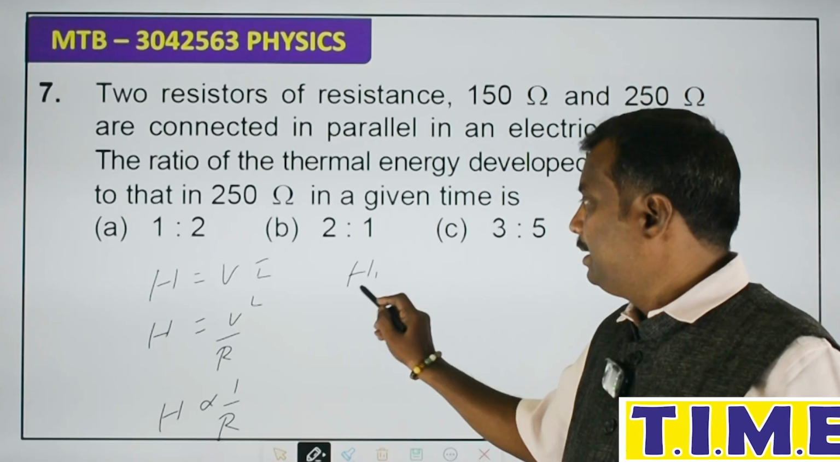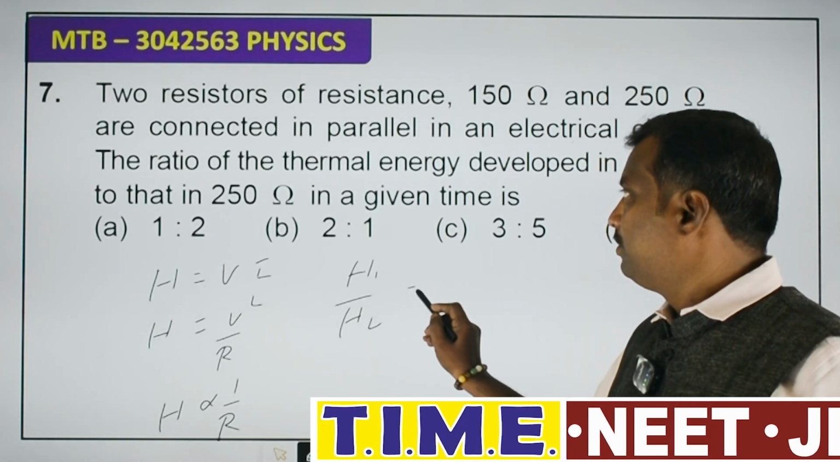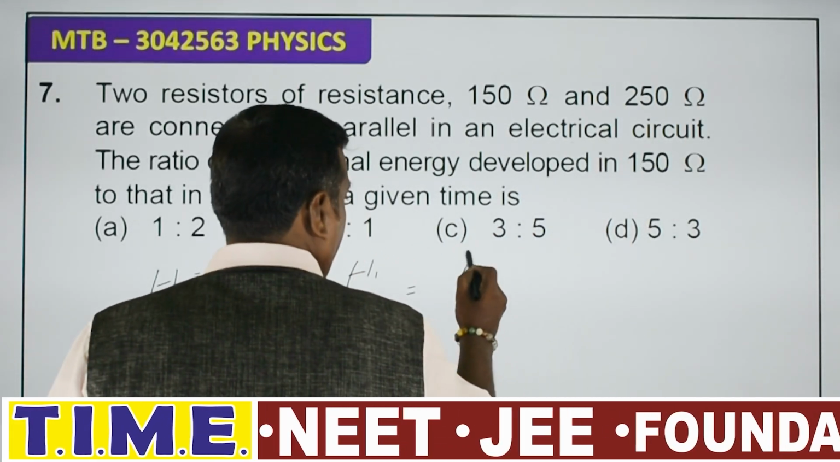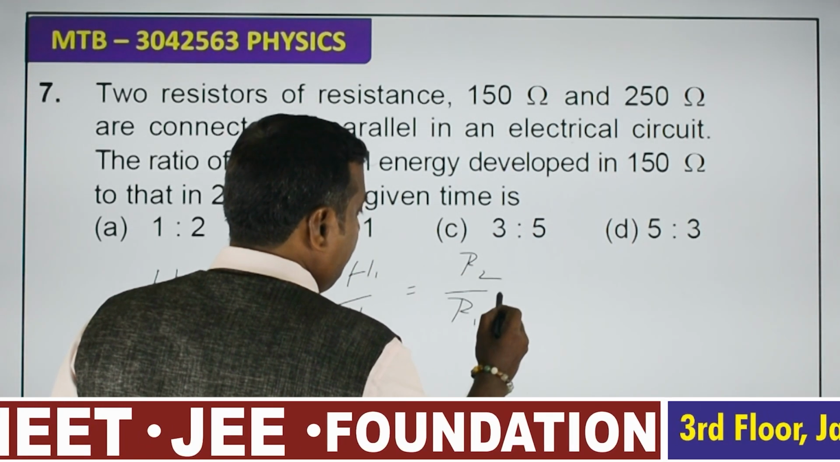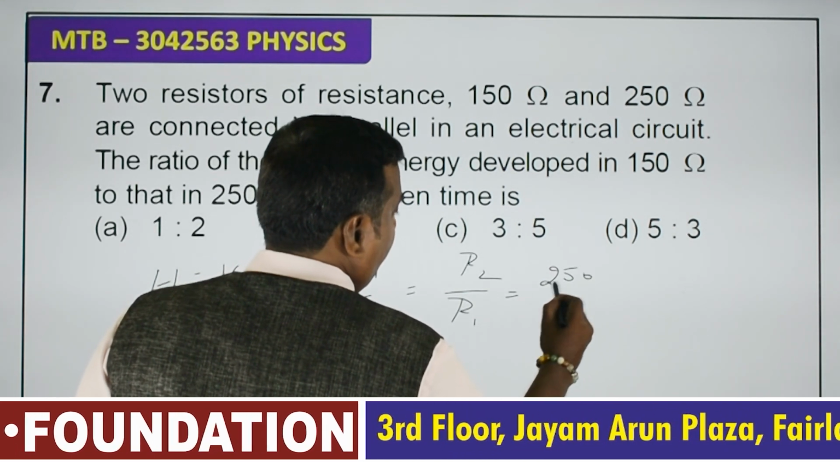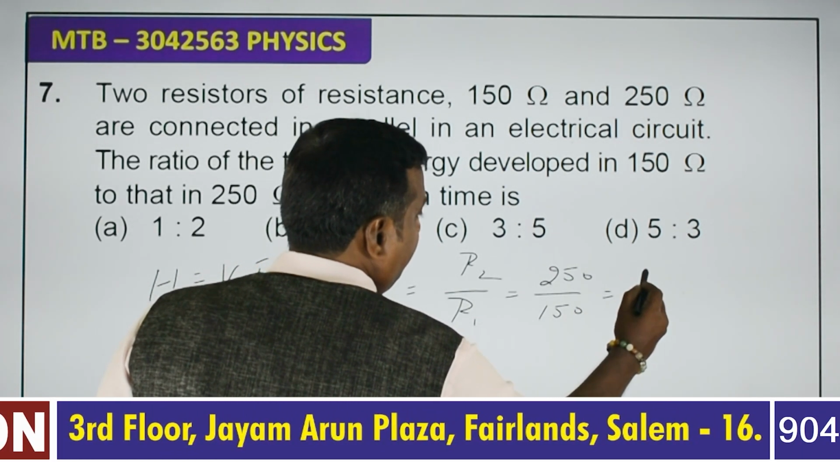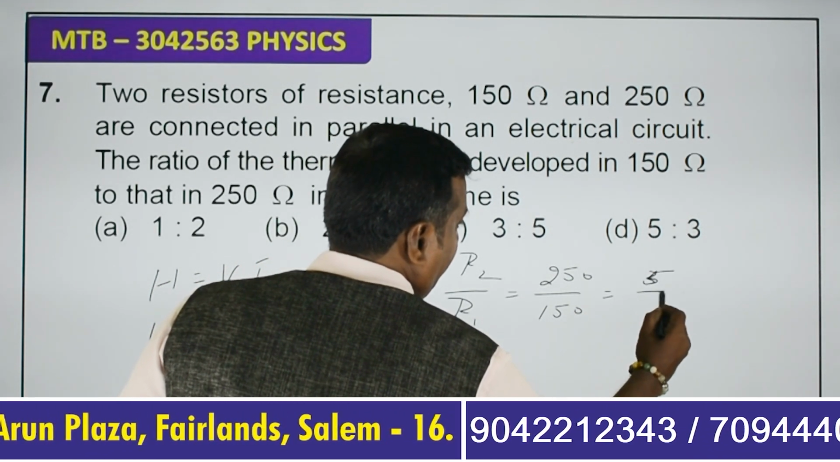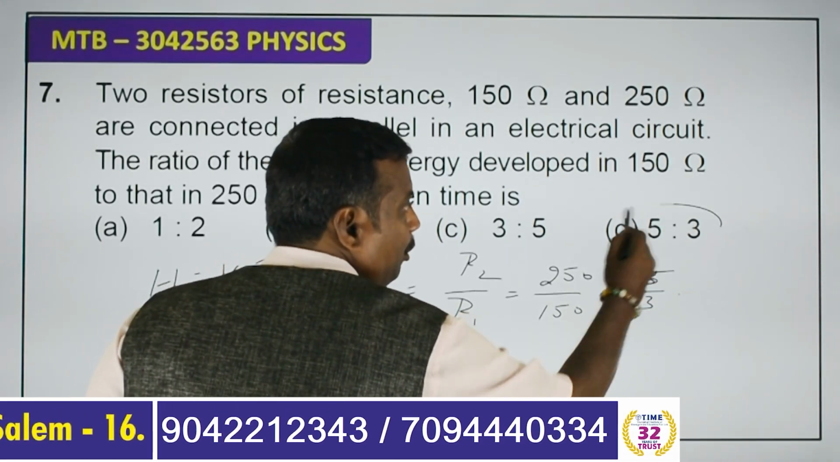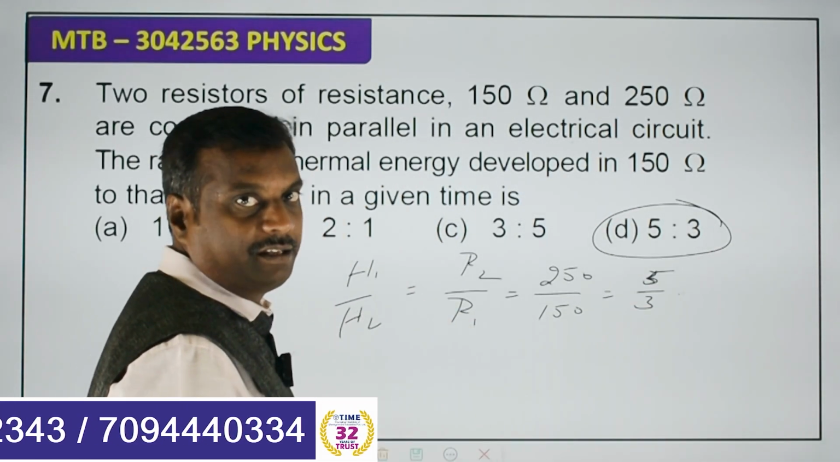So they have asked H1 by H2. H1 by H2 is R2 by R1. The value of R2 is 250, and the value of R1 is 150. So when you divide, it will be 5 by 3. So the right answer will be option D, that is 5 by 3.